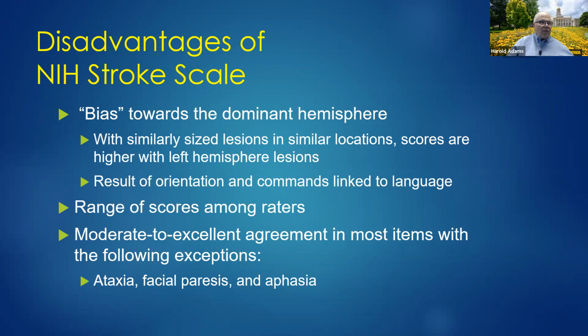We do have raters that can interpret things differently. Where we run into trouble is, as I mentioned earlier, the facial weakness and ataxia, and surprisingly, the aphasia scores.